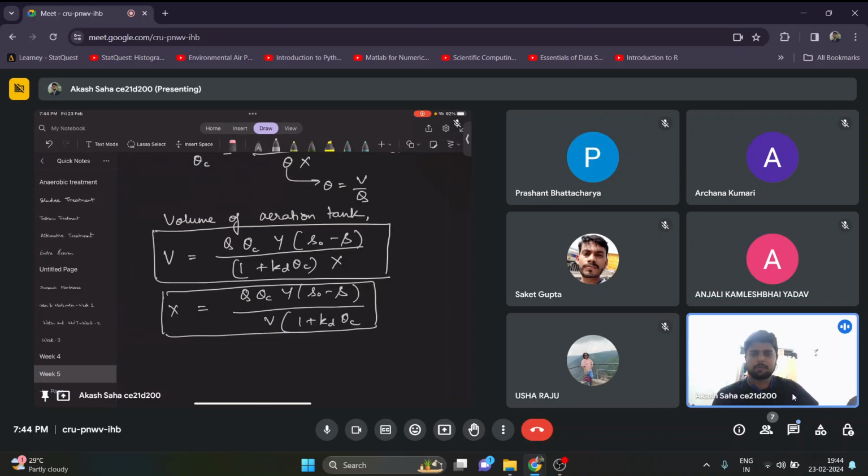Okay, so whatever parameters are given in your system, we just have to substitute and find out the corresponding other parameter which is not given. So this is the basic derivation of the wastewater treatment plant.